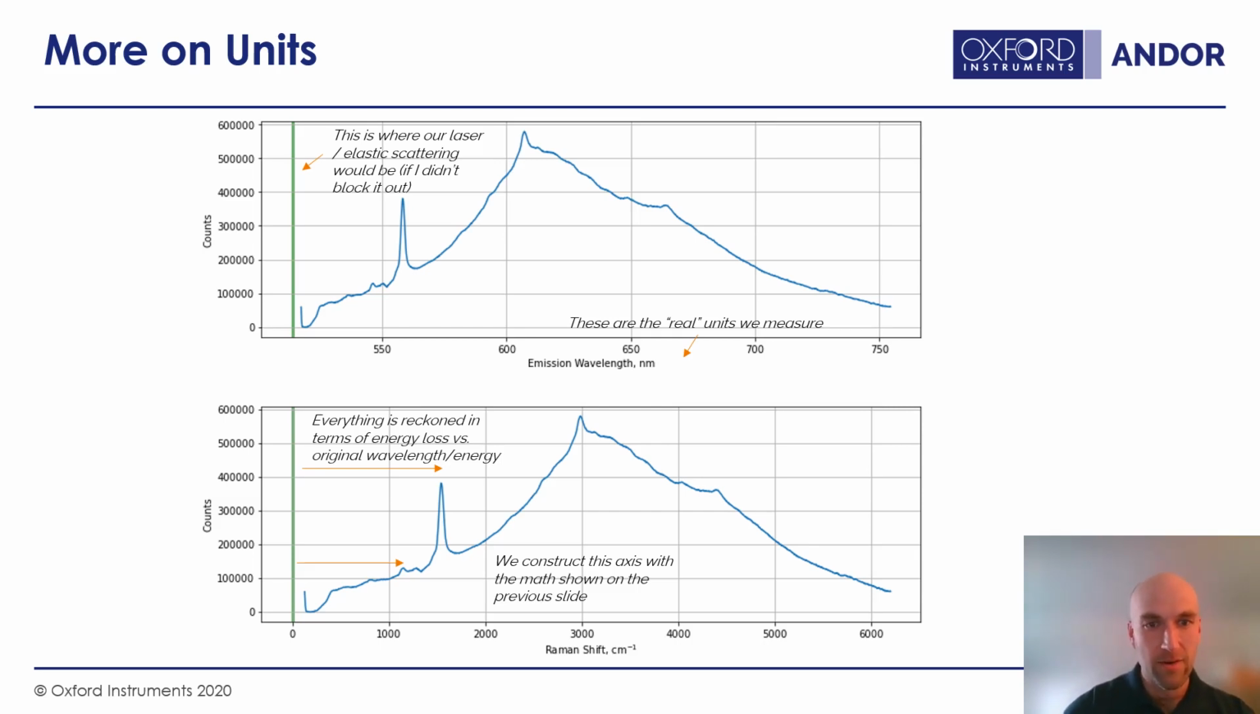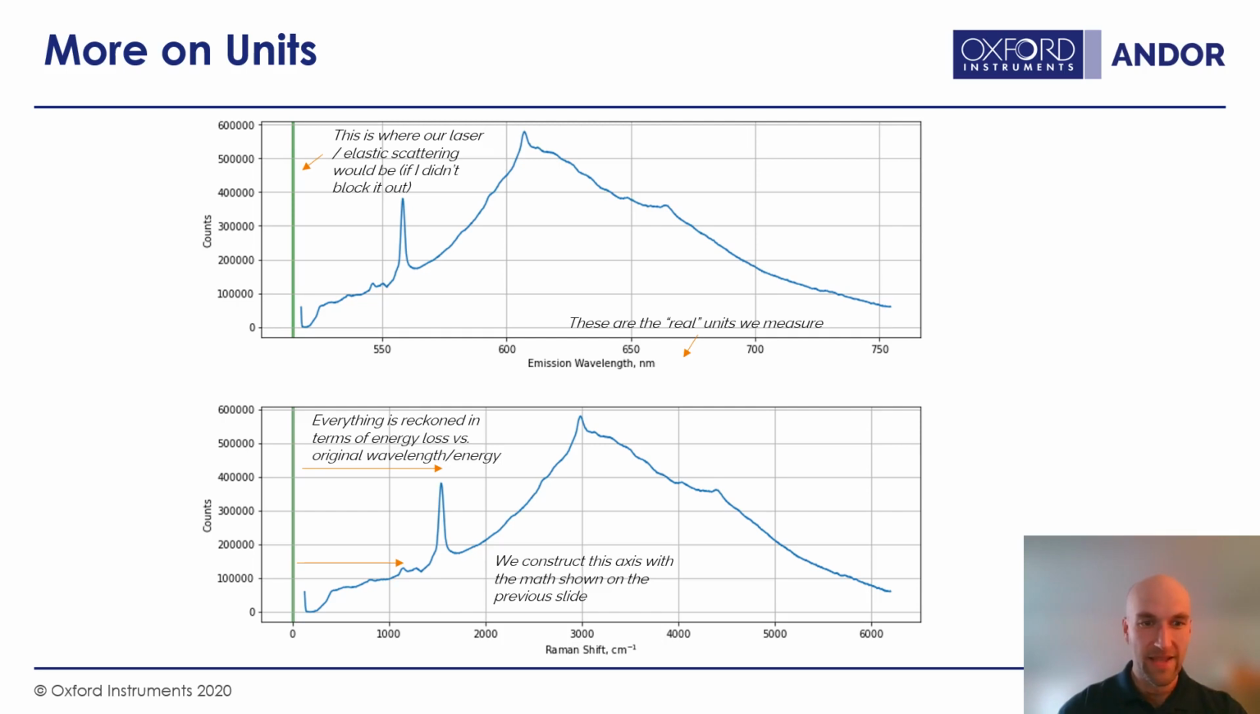So now this is the same spectrum, same exact data, but now represented in units of Raman shift. I did the exact same math that I showed on the last slide, just that simple change of units, where I took 10 to the 7 divided by the excitation to get our Rayleigh energy, or Rayleigh frequency or something like that. So that's 0, because we're reckoning things in terms of energy loss versus the original wavelength or energy, whatever you want to call it. And that's our reference, that's our datum. So we're going to reckon everything in terms of energy shift from that.